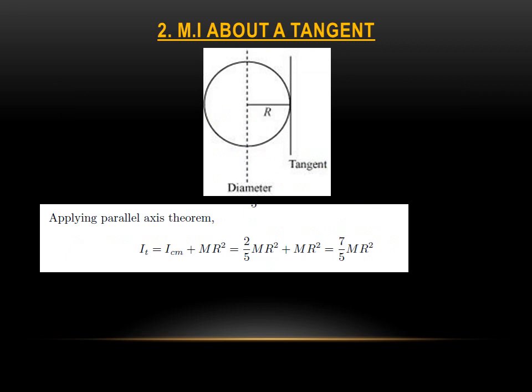Now, if you consider the moment of inertia about the tangent, again it's a very simple, straightforward calculation by applying the parallel axis theorem. This is the tangent axis, and this is the axis along the diameter. If R is the distance between them, you can calculate the moment of inertia about the tangent, I_T, which is given by 7/5 MR².